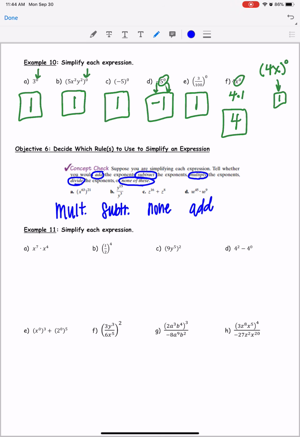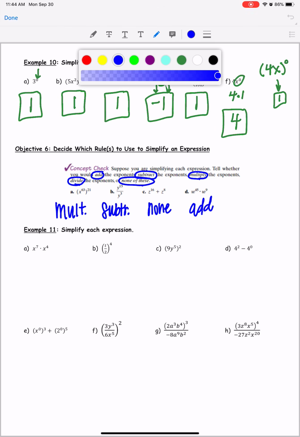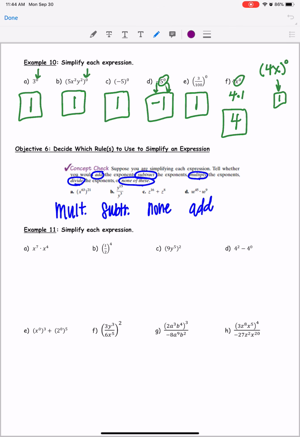So on our last example here of 11, I think this is our last page, right? Yeah. We're just simplifying, and I'm using all of the rules, and we've got to determine which rule am I using and when. So A, x to the 7th times x to the 4th. That's this rule here. This is your product rule. So add. So x to the 7th plus 4 gives me x to the 11th power.